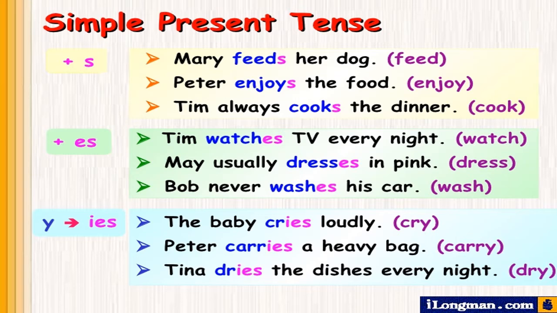Okay. The last one. Tina dries the dishes every night. The main verb here is dry. So, consonant plus letter Y. So, I will do what? Drop letter Y and put IES. Tina dries the dishes every night.